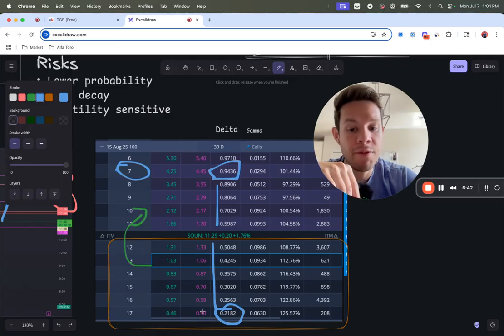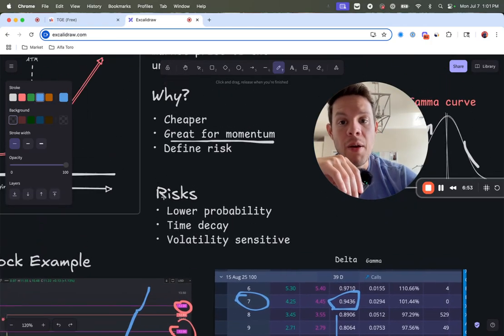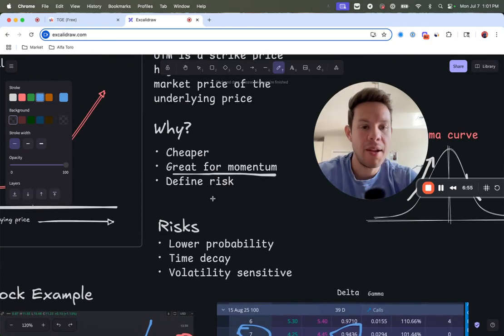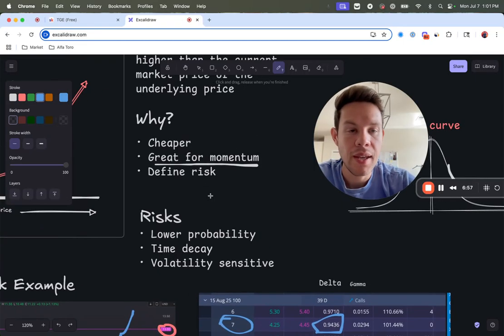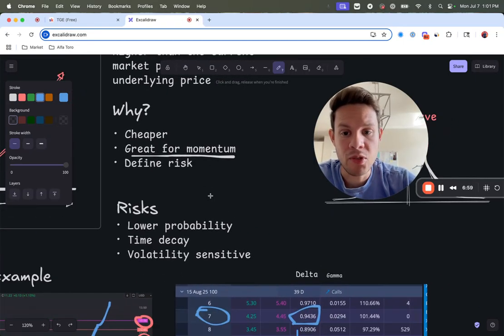It will take it from 50 cents probably all the way down to like 10 cents. You will lose a lot of your money there. Okay, so those are the risks. Why would you want to choose that anyways, right? Well, these are great for momentum trades.